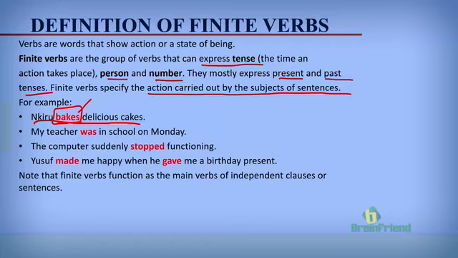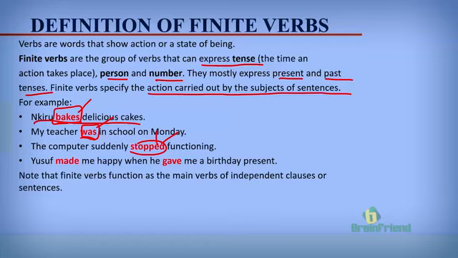We also have: My teacher was in school on Monday. Was is a past tense verb. So this verb was is a finite verb because it can express tense. It has shown us from this sentence that the action has happened in the past. And then we have another sentence here: The computer suddenly stopped functioning. Stopped is a past tense verb. It has expressed the past tense, so it is a finite verb.